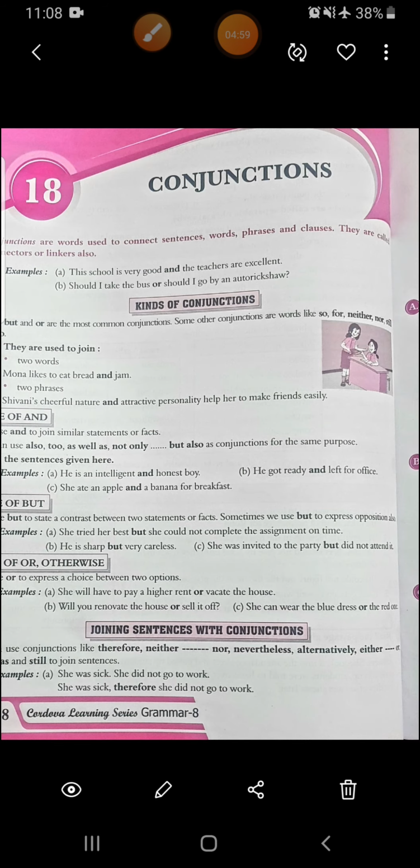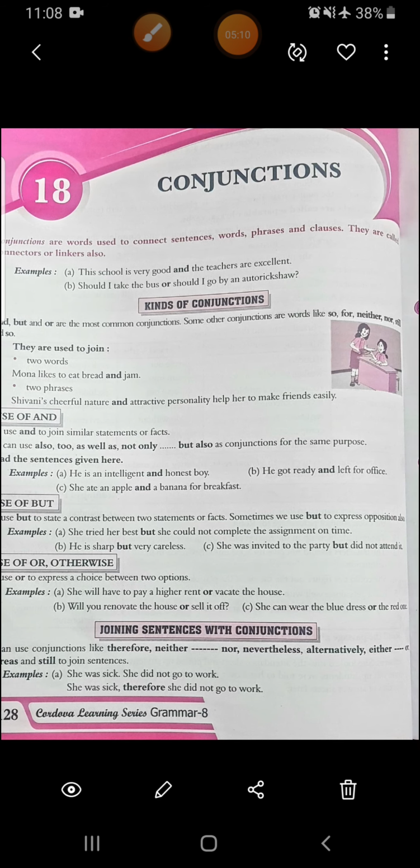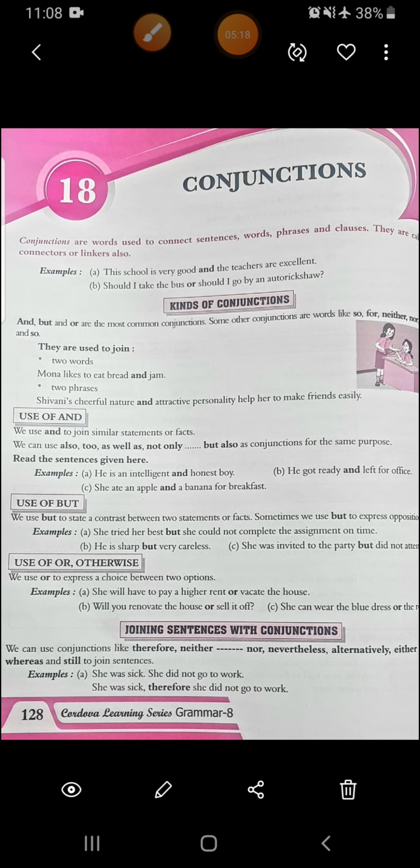Then, B example, will you renovate the house or sell it off? So now what is the option? Either you have to renovate the house or sell it. Then she can wear the blue dress or the red one. So you have an option between two dresses, that either you wear the blue or the red one. I hope this is clear.